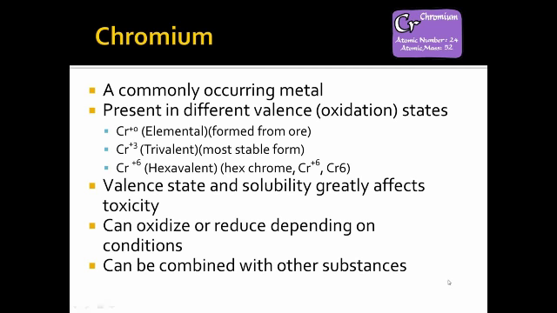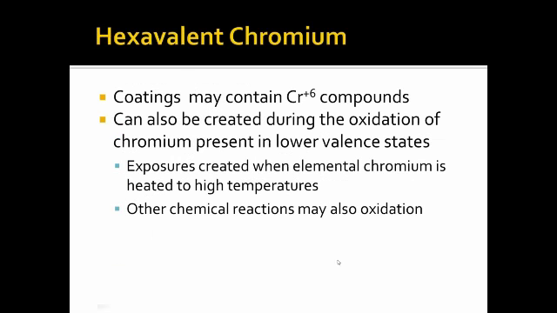Okay, I'm trying to advance this slide here. There we go. Hexavalent chromium can be present in the hex state in various types of coatings. So if you have old painted products that may have had chromium in it, that exists as a hexavalent state. Also chromic acid, which can be used in electroplating operations, that exists as hexavalent chromium.